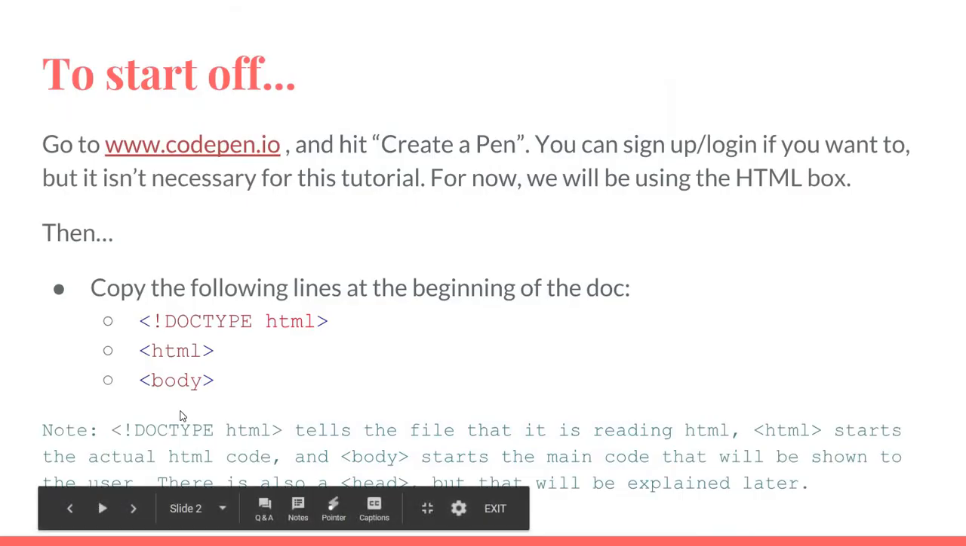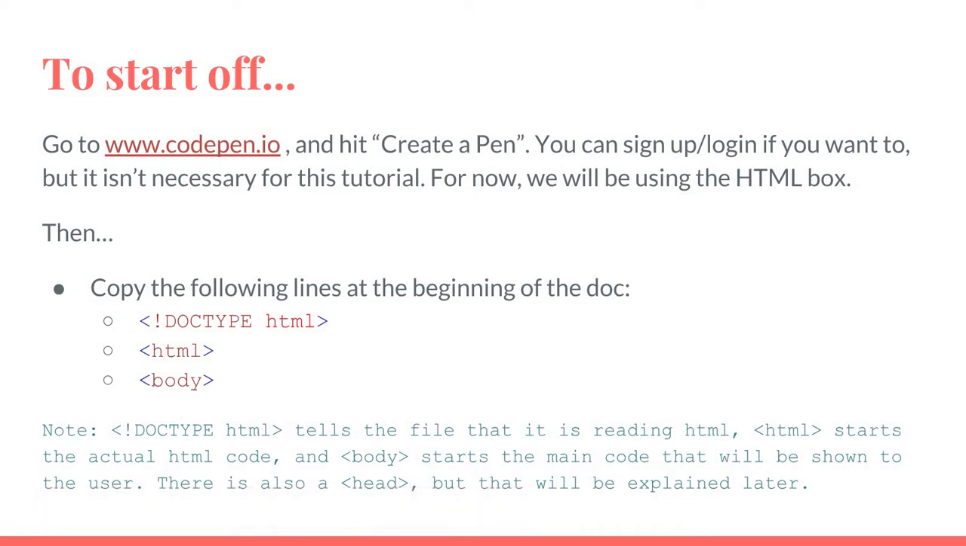So, the first thing that we have to do is we're going to start by having students go to codepen.io, and then you're going to have them click Create a Pen. You can have them sign up and log in if you want to, but you don't have to do that. The benefits are that if they sign up and log in, then they will be able to save their work, have it for the next day.